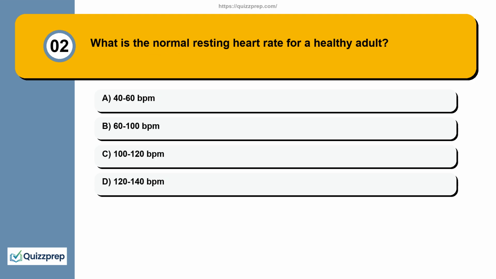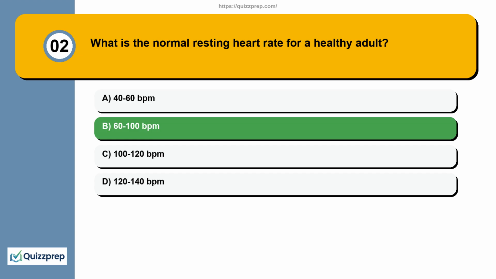Question 2. What is the normal resting heart rate for a healthy adult? Here are your options. Option A. 40 to 60 bpm. Option B. 60 to 100 bpm. Option C. 100 to 120 bpm. Option D. 120 to 140 bpm. The correct answer is option B.